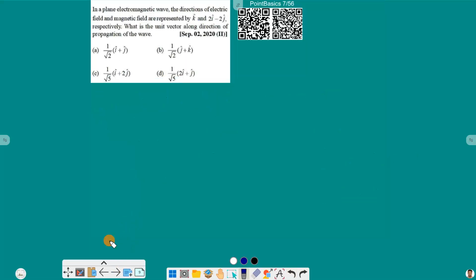Let us move ahead. In a plane electromagnetic wave, the directions of electric and magnetic field are represented by these two. What is the unit vector along the direction of propagation of the wave? We know that the direction of propagation is given by E cross B, and we have to find the unit vector. So let us find their cross product. It will be I, J, K, and for the electric field we have K component only, so it will be 1 and all the rest 0. And for the magnetic field we have 2I and minus 2J, so 2, minus 2, and 0 there.